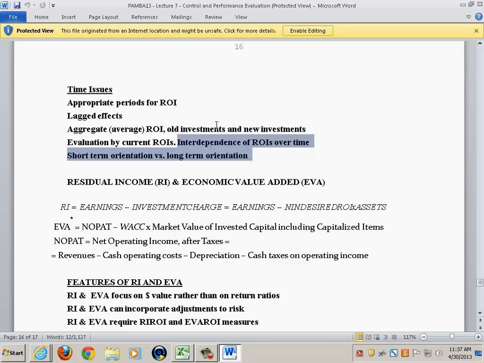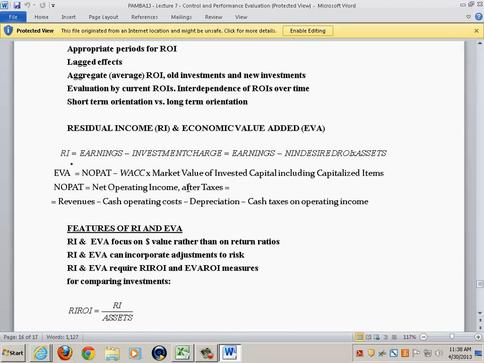They represent a difference between the profits and a charge against profits in terms of minimally required return on investment. Those measures are known as the residual income, RI, and the economic value added, EVA. So let's define those measures.